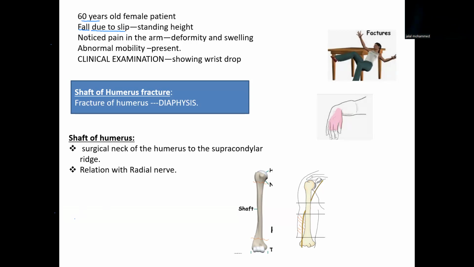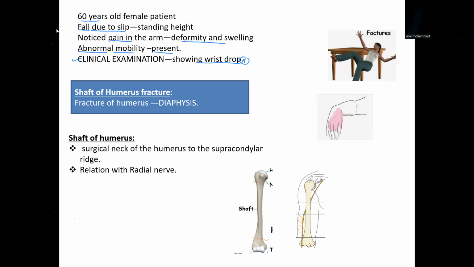After the injury, the patient noticed pain in the arm and deformity and swelling around the arm. When examination was done, there was abnormal mobility along the arm. So that indicated there is discontinuity in the humerus. So there is a humerus fracture. On further clinical examination, there was wrist drop. So there is some nerve involved. In wrist drop, which nerve gets affected? It's the radial nerve which gets affected in wrist drop.